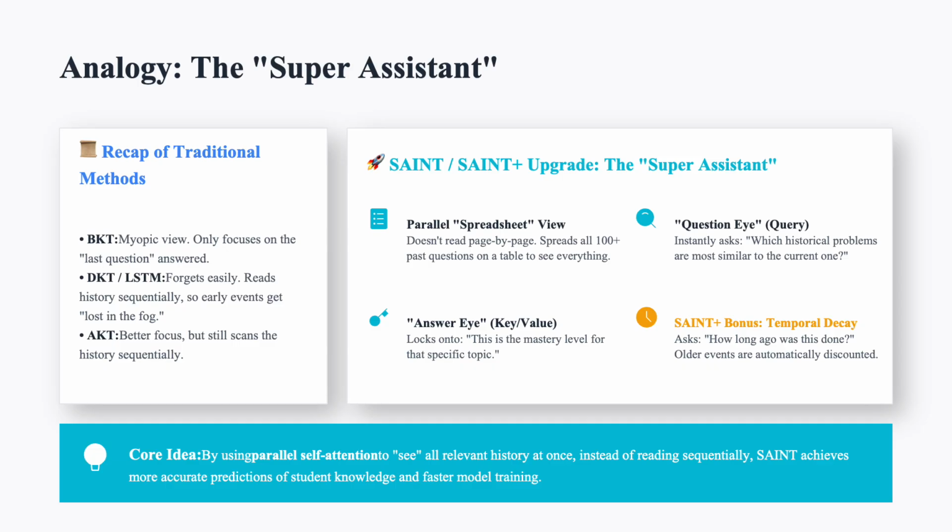To understand Saint, let's use an analogy. Previous models have limitations. BKT is too short-sighted. DKT can get confused by long sequences, and AKT, while better, still processes history in a sequential manner.